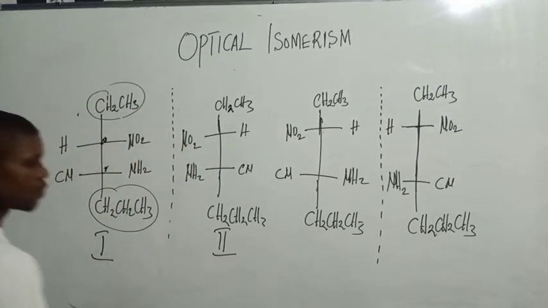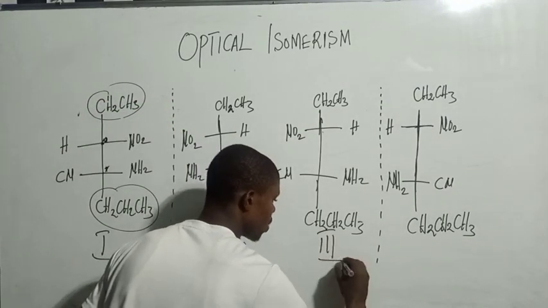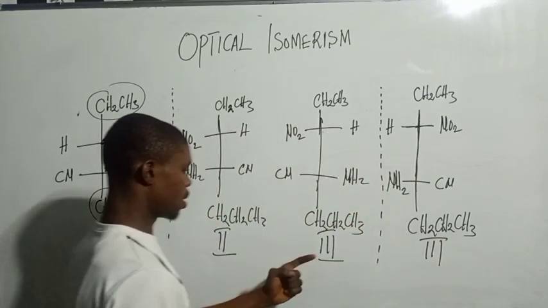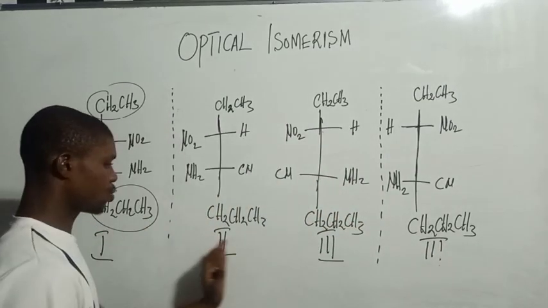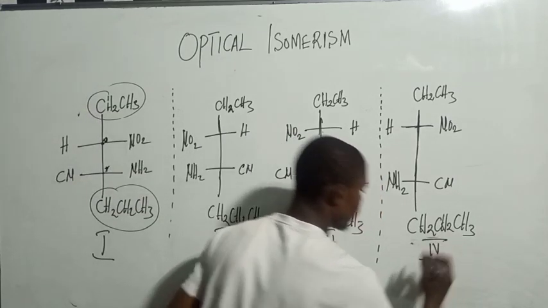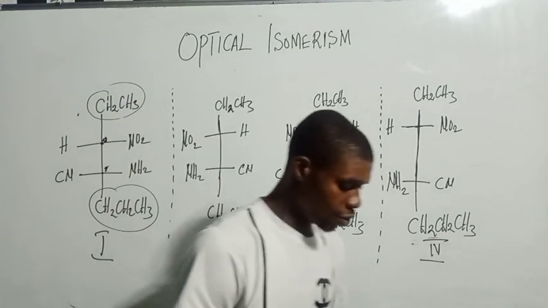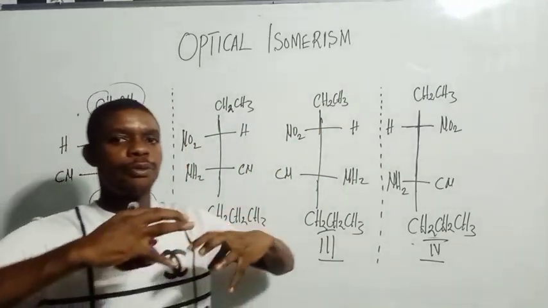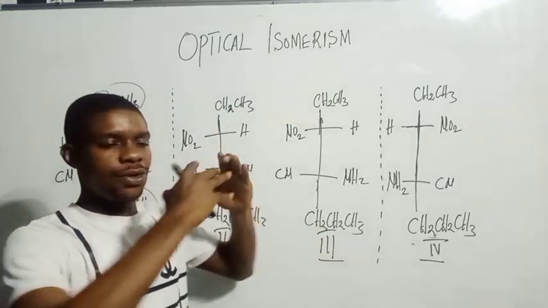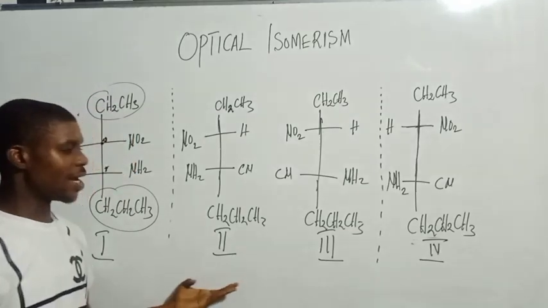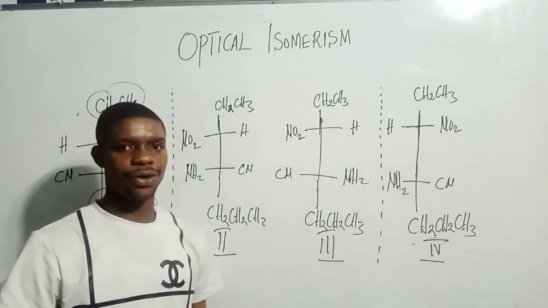So here we have 1, 2, and here we have 3. Okay. Here we have 1, 2, 3 and 4. Do you understand? So you can see that the first one we did only had two stereoisomers, the chiral molecule and its mirror image, because here we have four possible stereoisomers.